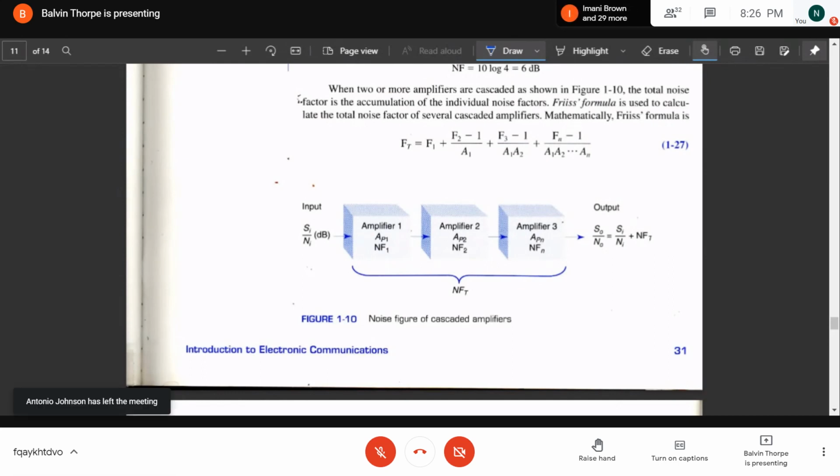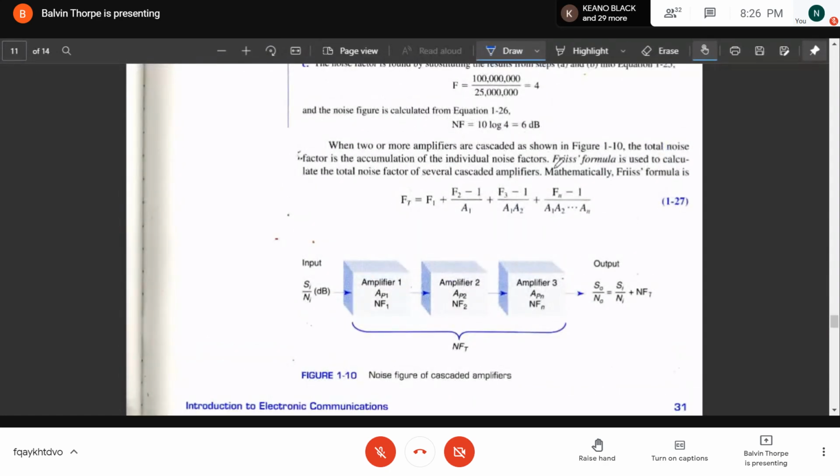So it means now that we're going to have to find a way to find the overall noise figure of the system. So it is done, ladies and gentlemen, through the first formula. It is used to calculate the total noise factor of several cascaded amplifiers. And mathematically, equation 127 shows you how that is calculated.